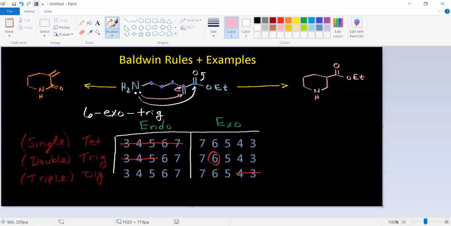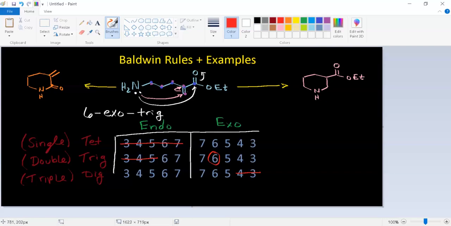Now that alpha carbon actually is part of your ring. That goes into making the 6-member ring. And so that will be an endo product that we're making. And so again, we are dealing with something that is 6 carbons. And I didn't say what the 6 is, but there's the 6. It's that beta carbon. We're dealing with something that's 6 carbons.